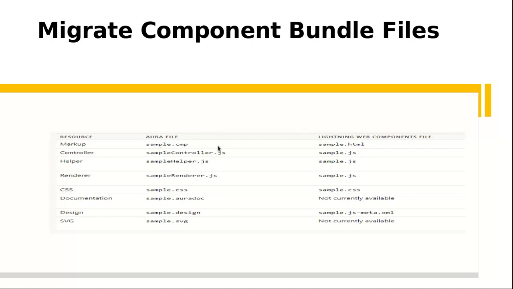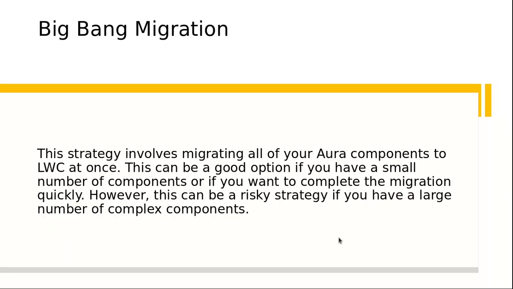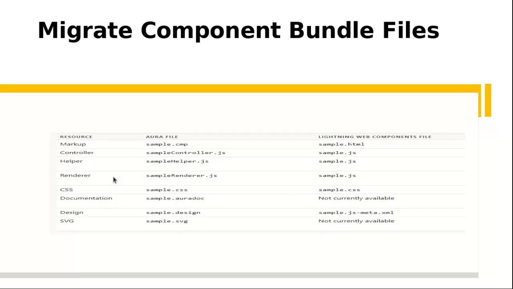So for instance, sample.cmp is sample.html in an LWC component. A sample controller will be sample.js. So you need to understand this, right? For documentation, there's nothing available here. SVG, nothing available. The sample design is your meta.xml. Sorry, go back. That's where all the configuration is, right? Configuration means whether your LWC can be used in Lightning Flow, or on a record page or on a home page. So all kinds of things you define under meta.xml, right? So you need to factor those into consideration.